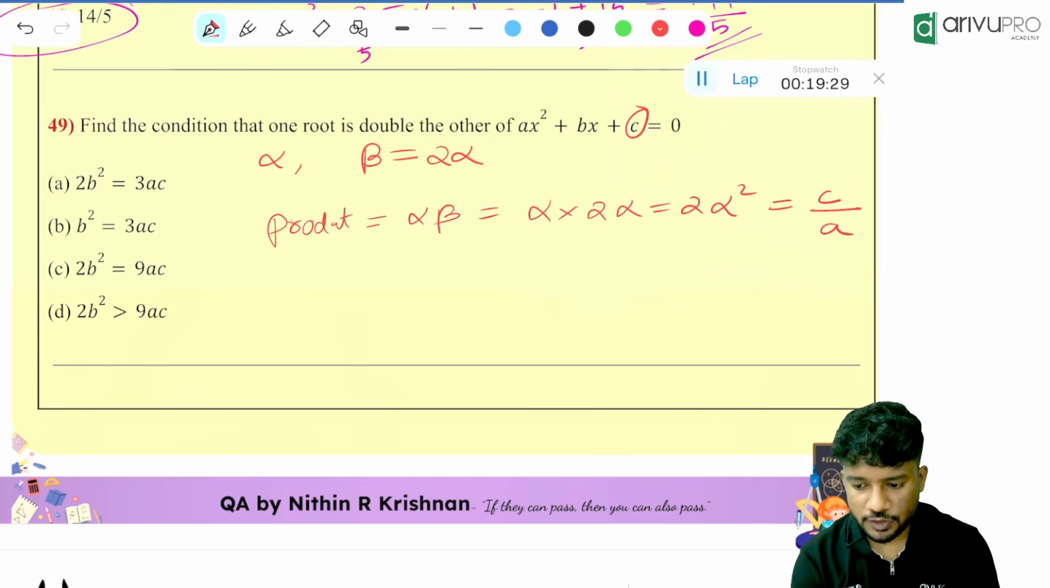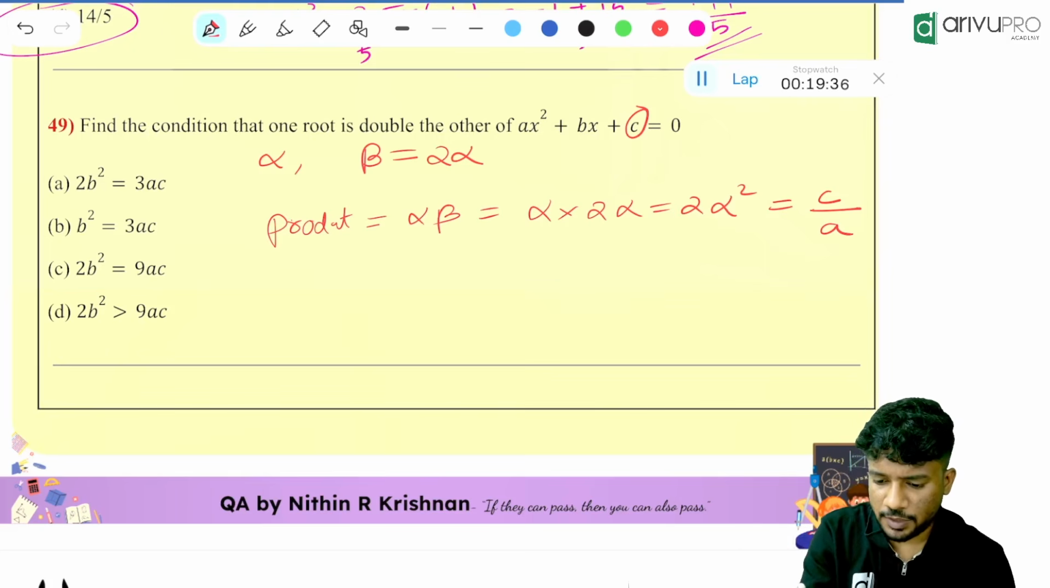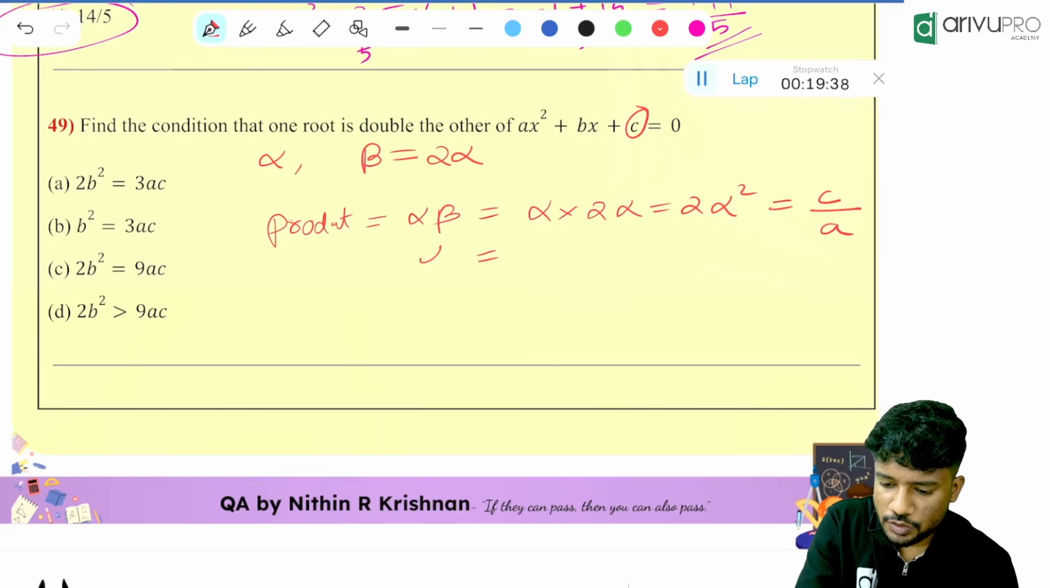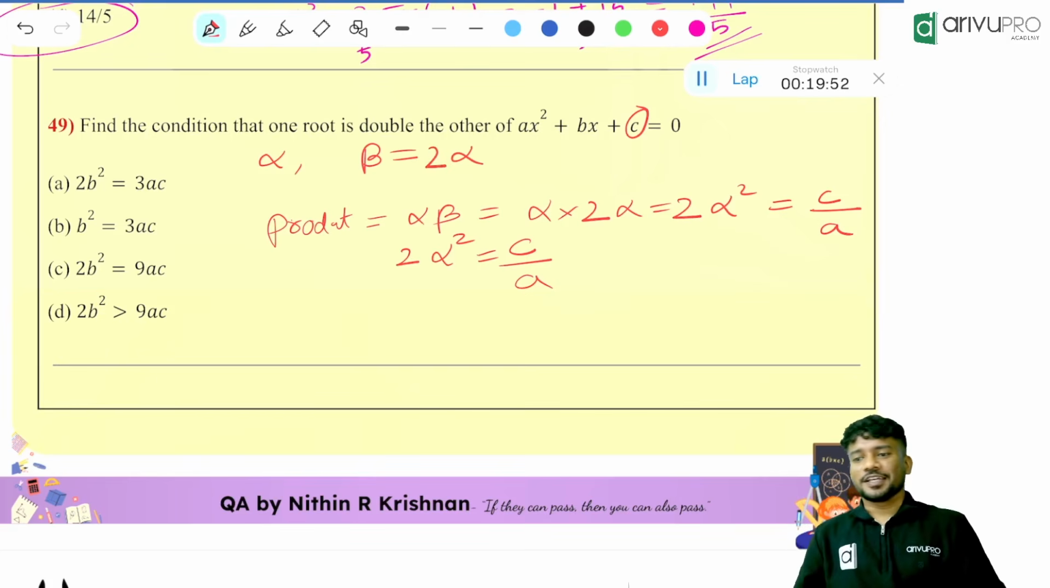So product of the root is 2 alpha square is equal to c by a. Okay. So it can be written as 2 into alpha square is equal to c divided by a. This is not alpha, this is 2. Okay. Don't read it like alpha. Okay. 2 into alpha.